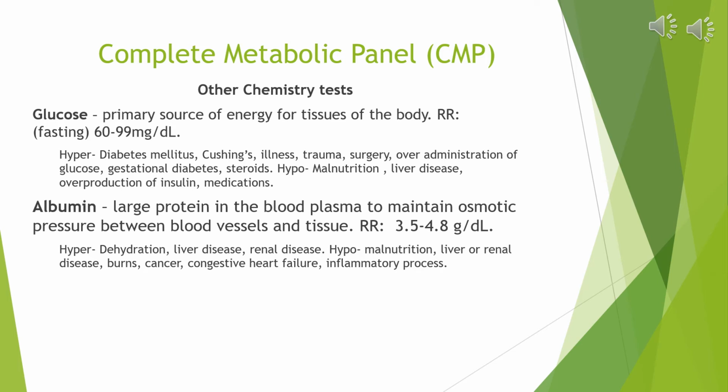When you've got elevated levels of glucose, obviously you're thinking diabetes mellitus, could also be Cushing's, illness, times of trauma, surgery, or maybe an over-administration of glucose. It occurs with gestational diabetes, obviously, and steroid use. Low levels of glucose, possibly malnutrition, maybe liver disease, maybe an overproduction of insulin from maybe an insulinoma, or with medication.